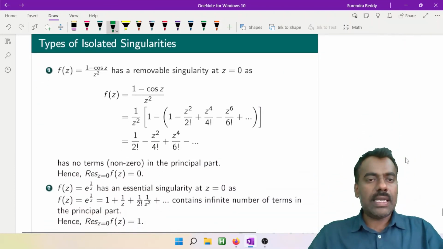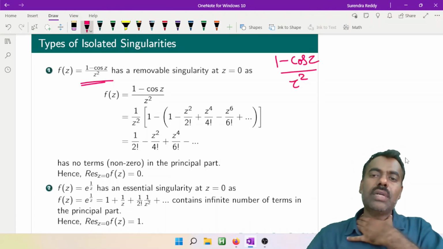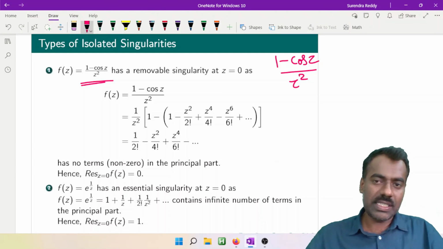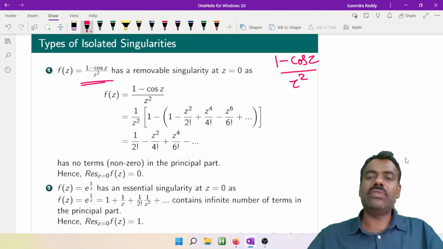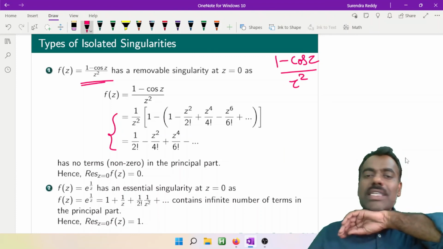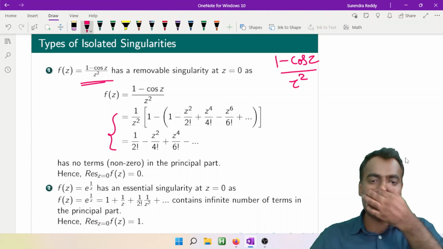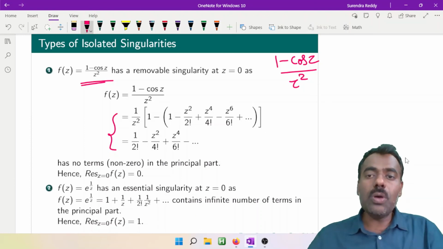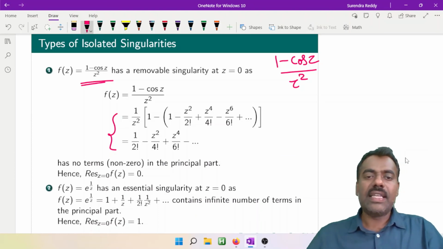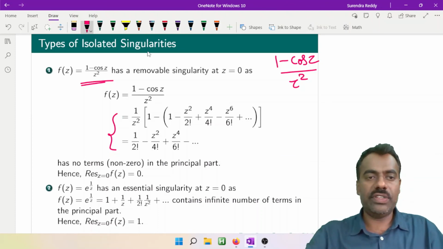Now see another example, take 1 minus cos z upon z square. Clearly z equal to 0 is a singularity. To check which type of singularity, you write its Laurent expansion. Here you see z square, z power 4 and so on, and this is a constant. So there are no negative powers of z, that means no principal part exists. That's why z equal to 0 is a removable singularity for this function.